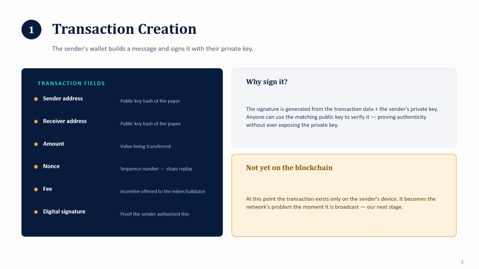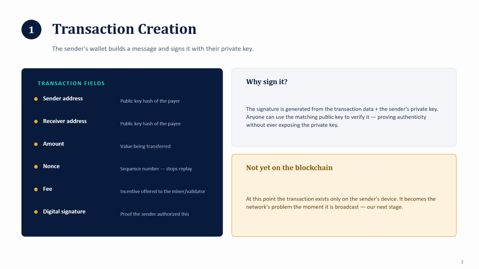That signature is the important part. It's produced from the transaction data plus the sender's private key, and anyone can later verify it using the sender's public key without the private key ever leaving the wallet.